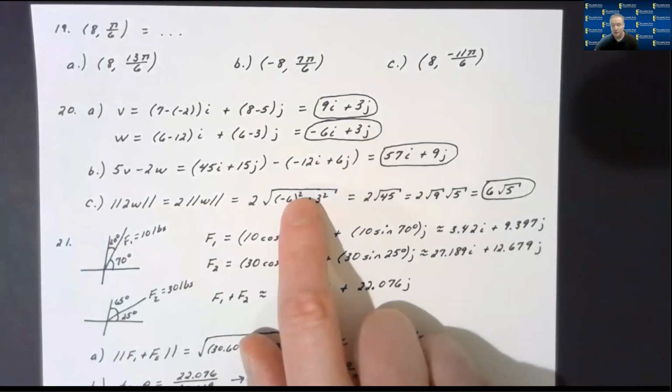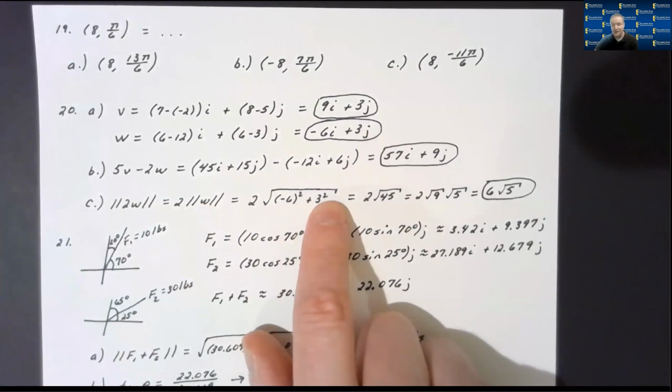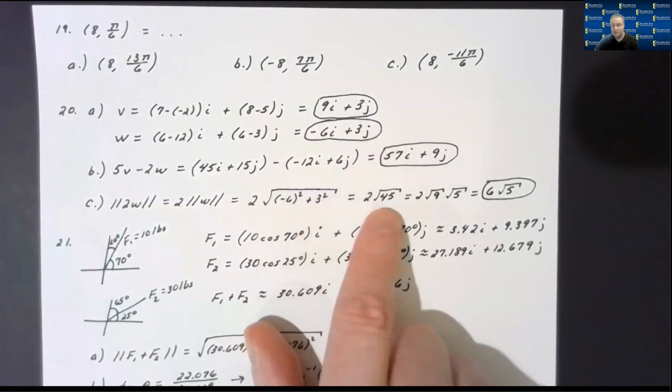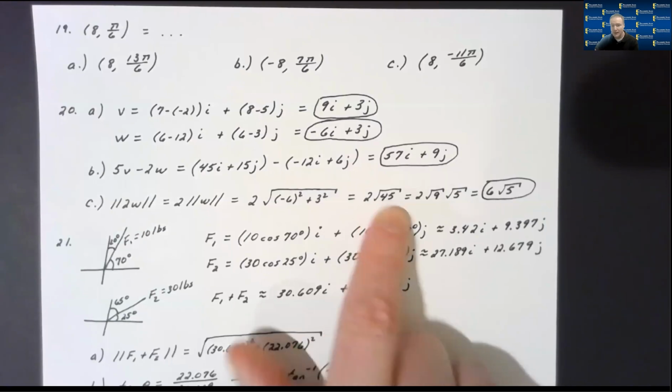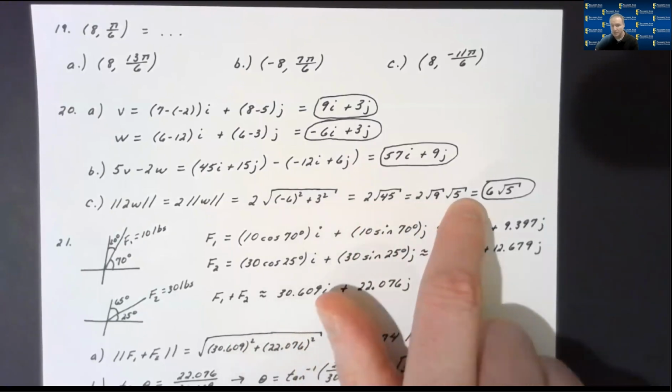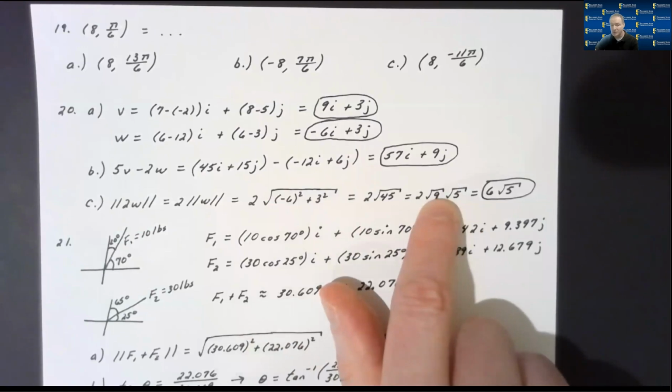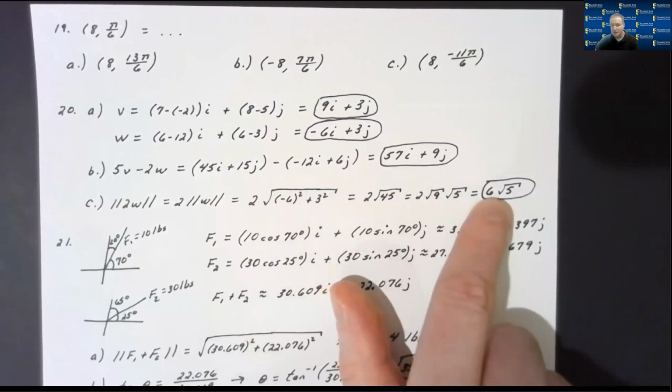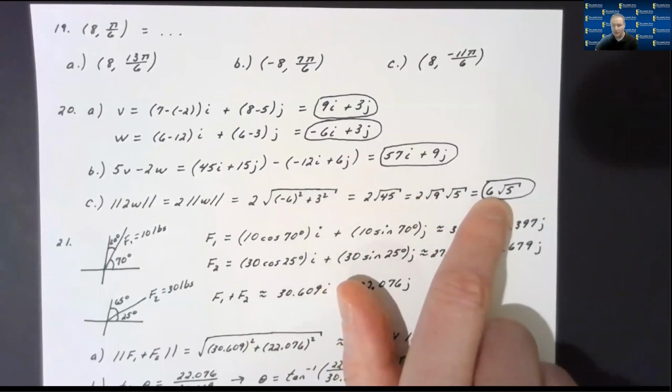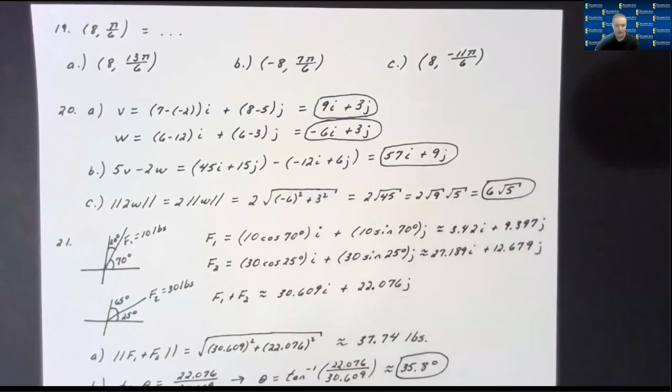Negative 6 squared is 36, 3 squared is 9. When I add that together, 36 plus 9 is 45. Now, I simplified this. I knew 9 times 5 is 45, so the square root of 45 simplified to be the square root of 9 times the square root of 5. Square root of 9 is 3. 2 times 3 is 6. The best answer would be 6 root 5 here. Final answer.